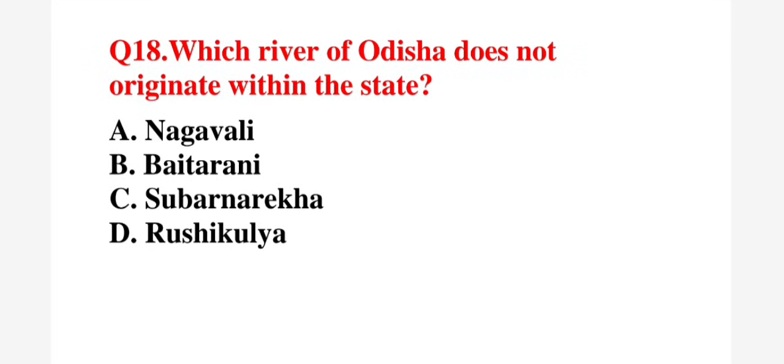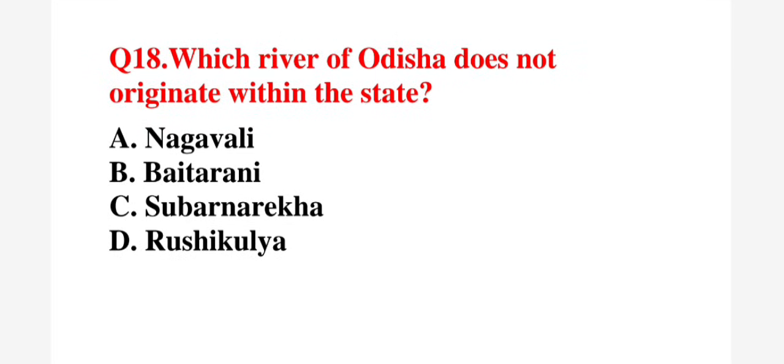Which river of Odisha doesn't originate within the state? So what is the right answer here? Option A, Nagavali. Option B, Baitarani. Option C, Subarnarekha. Option D, Rushikulya. The right answer is option C, Subarnarekha.